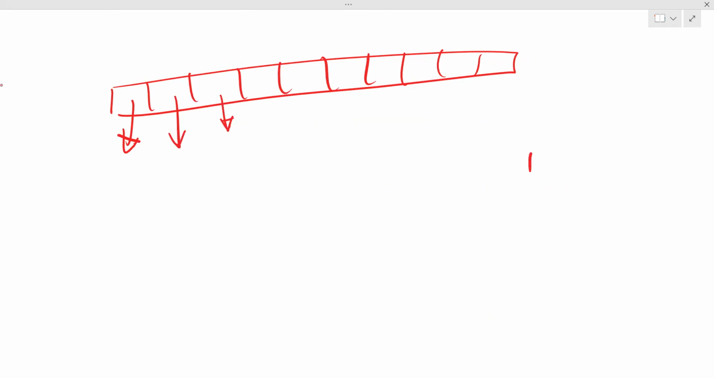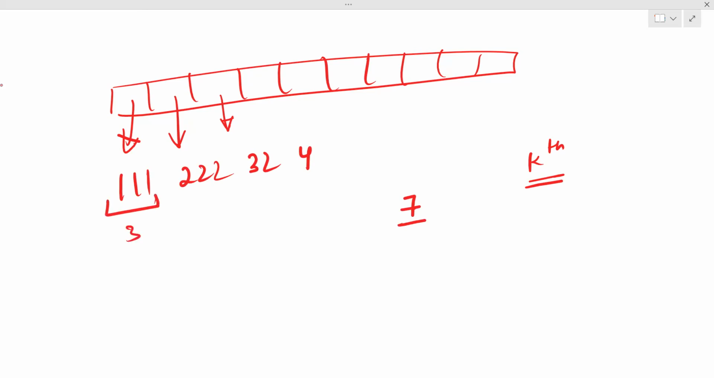And now finally, I have to find the kth smallest value. So the kth smallest value simply means that, say, 1 is appearing 3 times, 2 is appearing again 3 times, 3 is appearing 2 times, and 4 is appearing 1 time. And let's say I have to find the 7th smallest value. So this is appearing 3 times, this 3 times, this 2 times, and this 1 time.